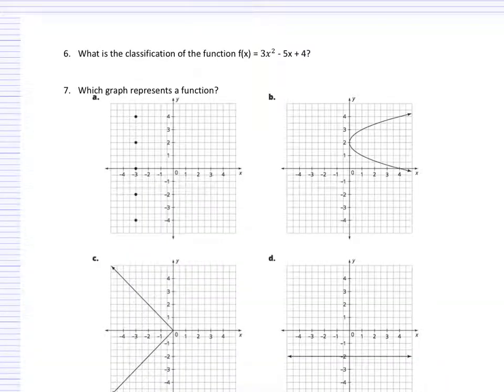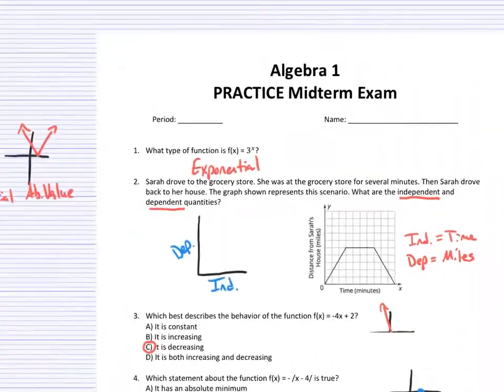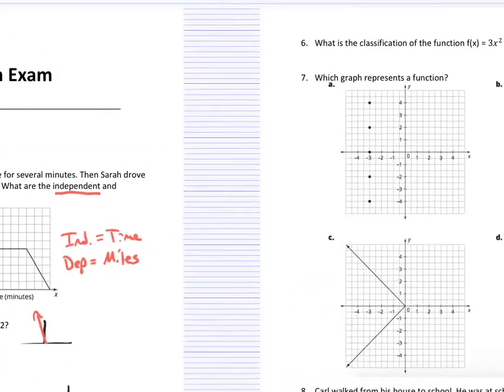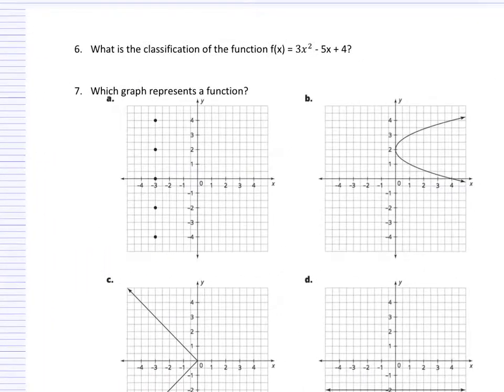Number six, what is the classification of this function? So again, we would graph this on our graphing calculator. I would use the notes that I had for number one, and I would figure out which one it looks like. And when I graph this on my graphing calculator, I would find that it is a curve that looks like a U, and that is a quadratic.